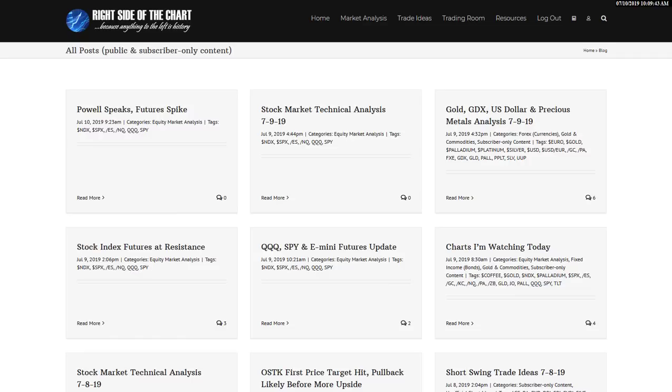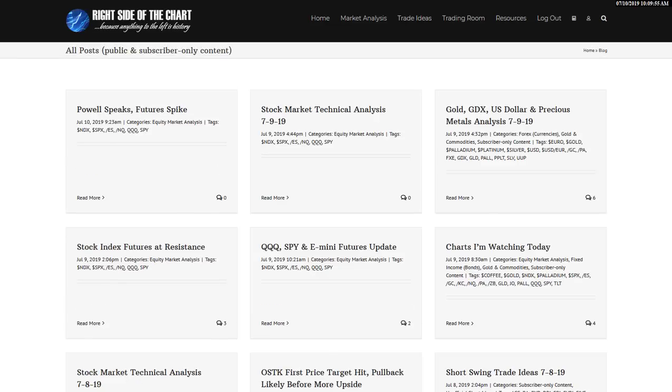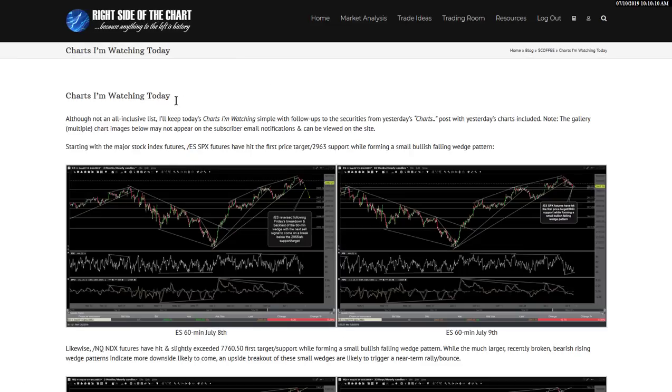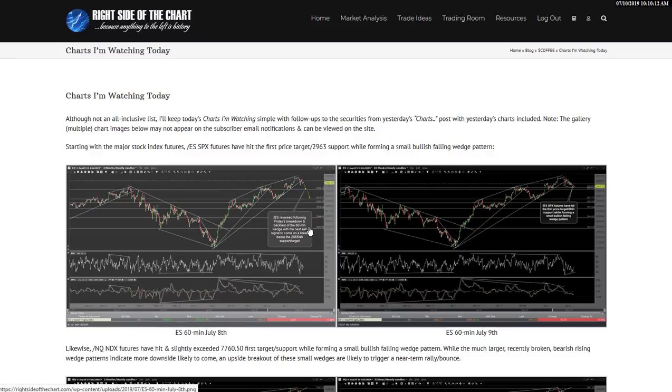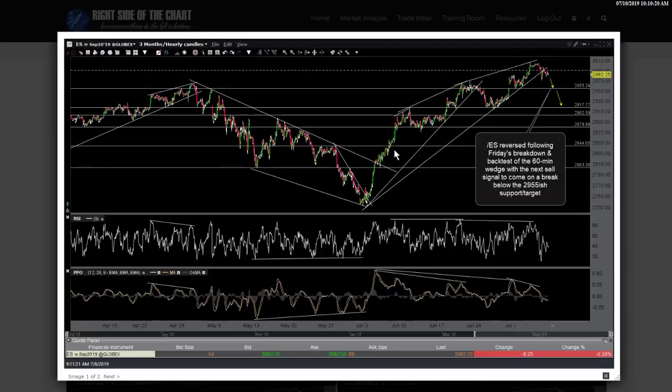Number one, the posts that have multiple chart images, we're going to go here for a second, gold, US dollars. Here's one example from yesterday. The charts I'm watching today, sometimes there's up to 8 different charts. This is called a gallery format, where you click the first one, it'll expand. I'm using a scroll wheel now.